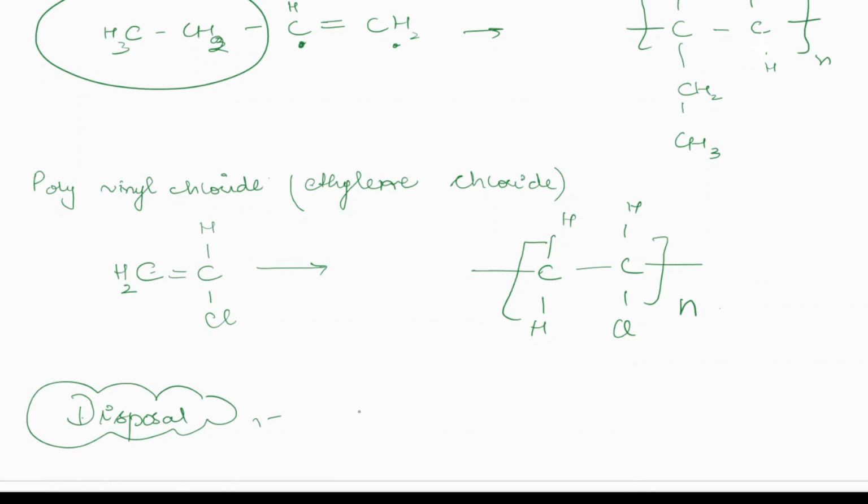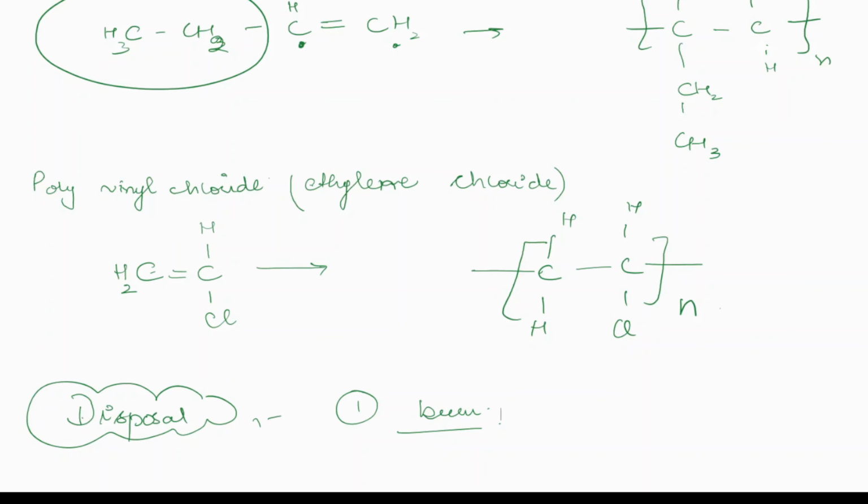Number one, we can burn them, but that would have another bad effect. What would that bad effect be? We discussed in the very start that the combustion of organic compounds always leads to the production of carbon dioxide and water. So carbon dioxide is going to increase the temperature of the earth, right? It would contribute to the greenhouse effect and would result in global warming.